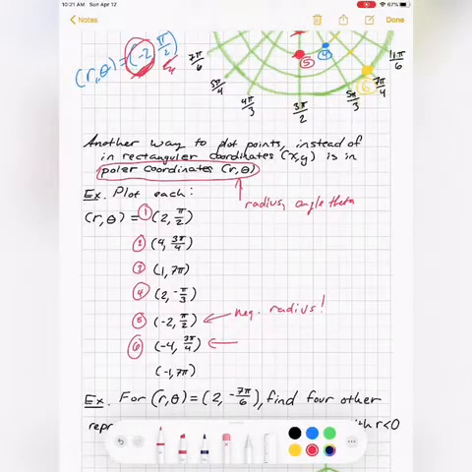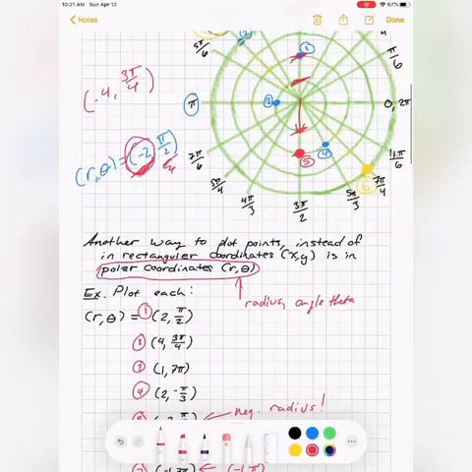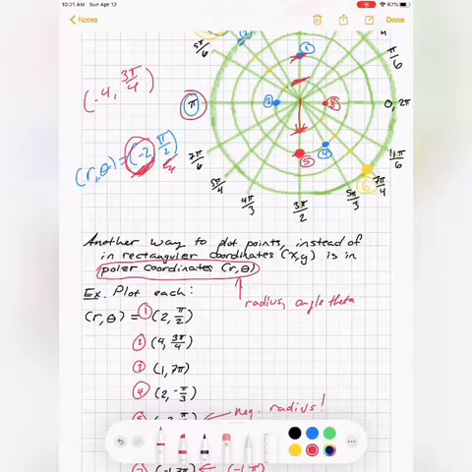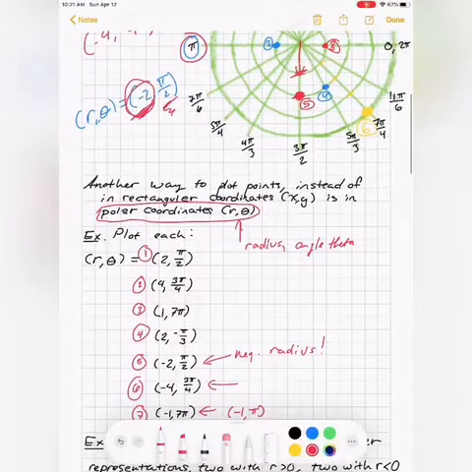And then one more, number 7. Again, negative 1, 7 pi would be coterminal with negative 1, pi. So if I find pi, it's here, then I go the opposite direction. So here's point number 7. There is no number 8.